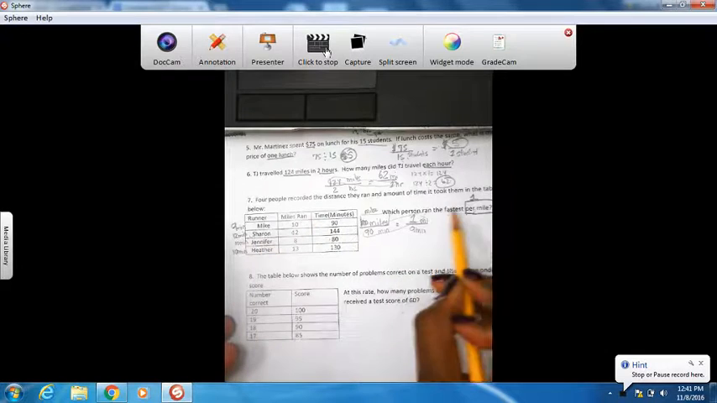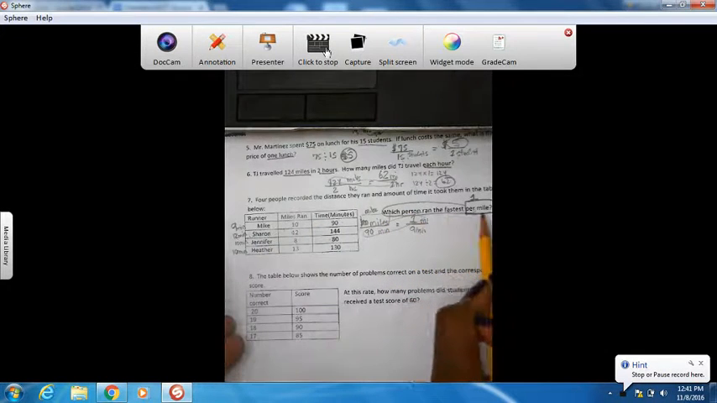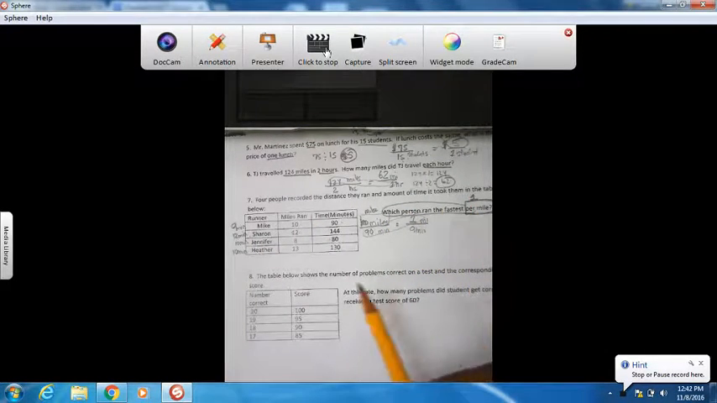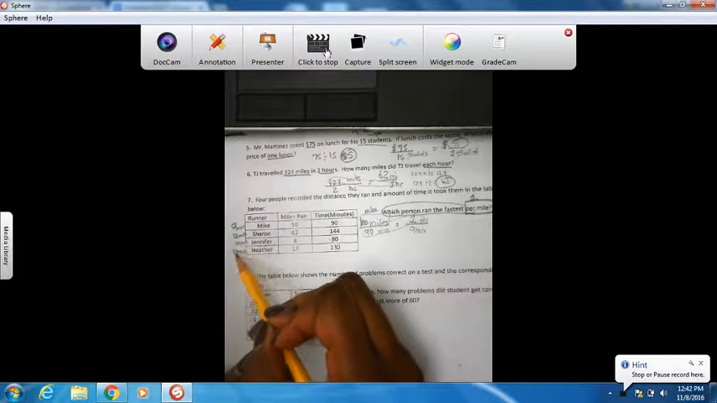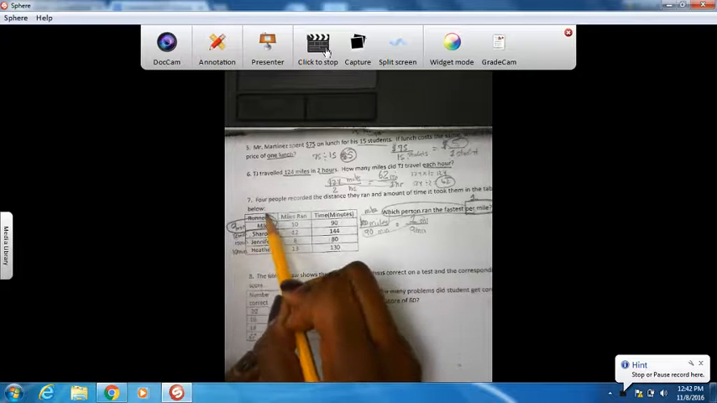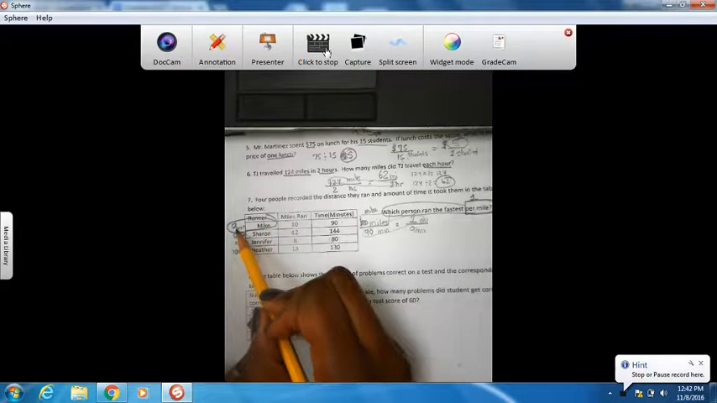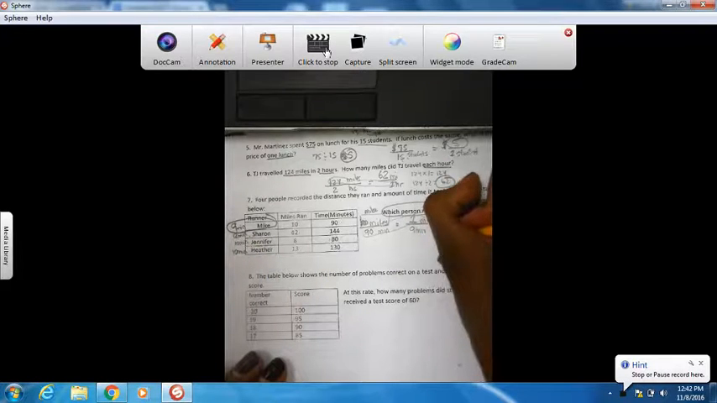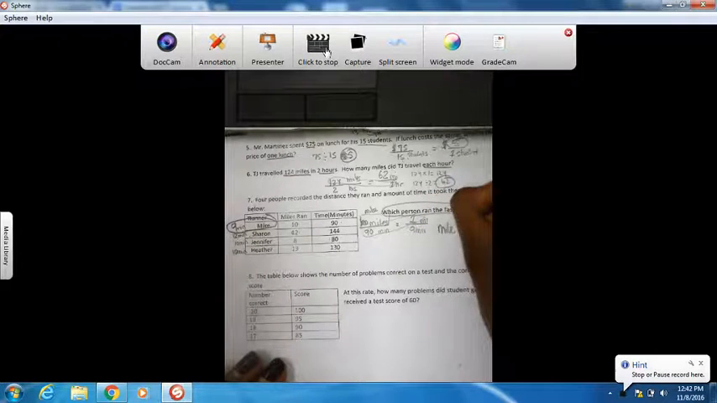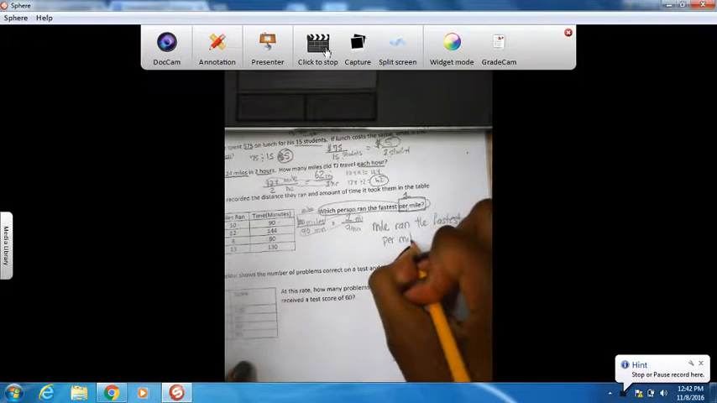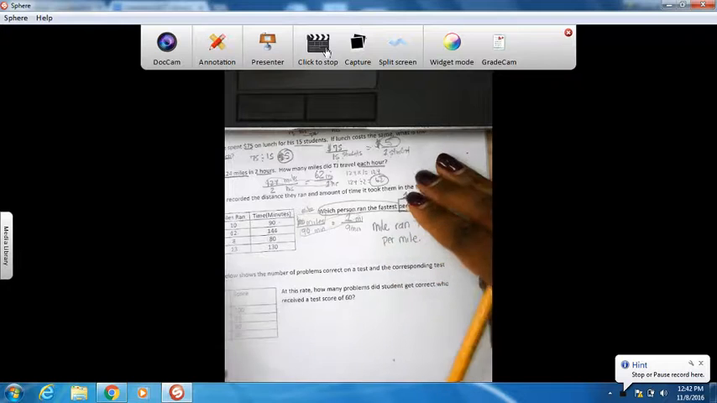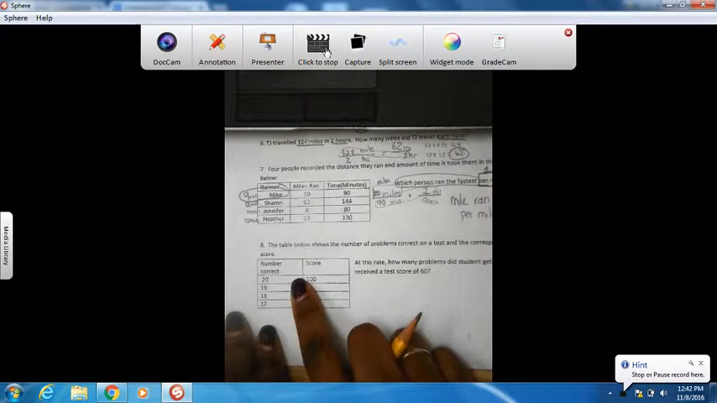Now the question is, which person ran the fastest? So fastest means the smallest time. Well, 9, 12, 10, 10. Mike is the winner because he had the least amount of time. So Mike ran the fastest per mile.